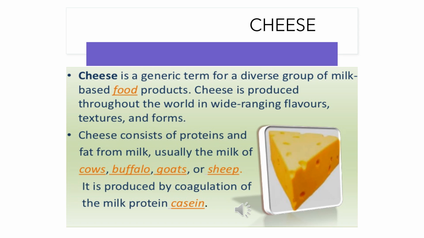Cheese is a generic term for a diverse group of milk-based food products. Cheese is produced throughout the world in wide-ranging flavors, textures, and forms. Cheese consists of proteins and fat from milk, usually the milk of cows, buffalo, goats or sheep. It is produced by coagulation of the milk protein casein.